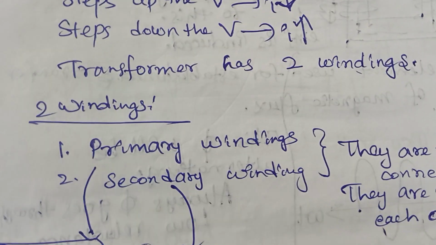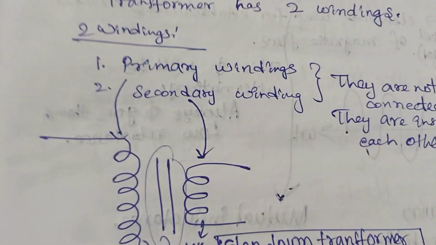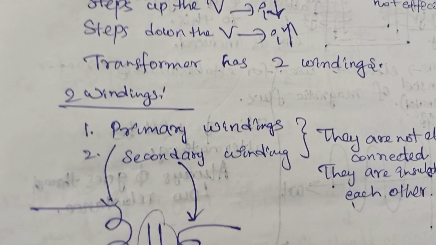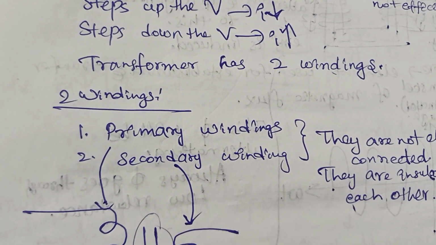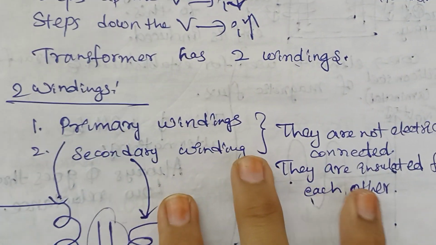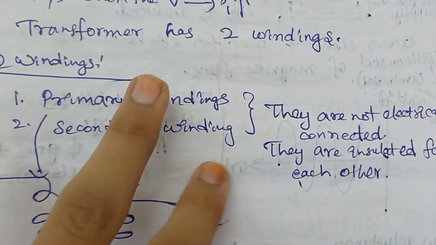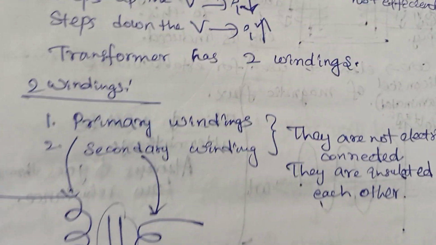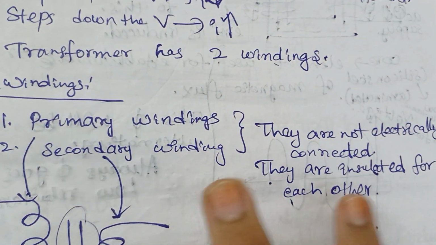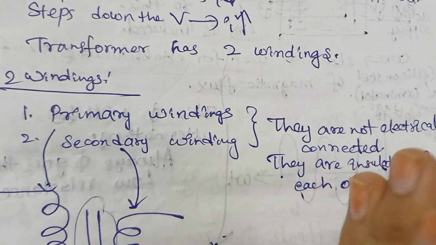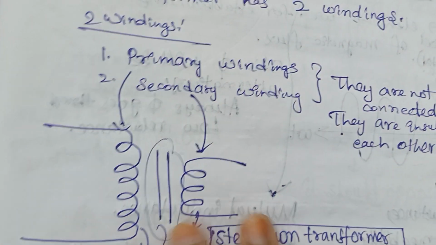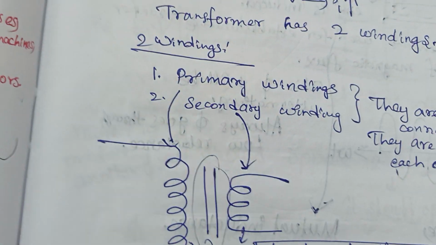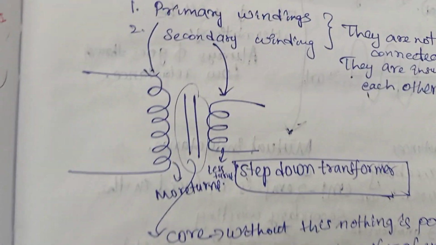Coming to the types of windings, a transformer will have two types of windings. Those are defined as primary winding and secondary winding. Remember, this point is very important. The primary winding and secondary winding will not be in direct contact at any cost. They are not electrically connected, they are insulated from each other, so there will be no connection between them. Instead, we separate them by using a core.